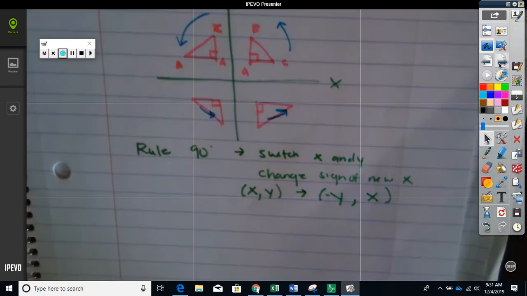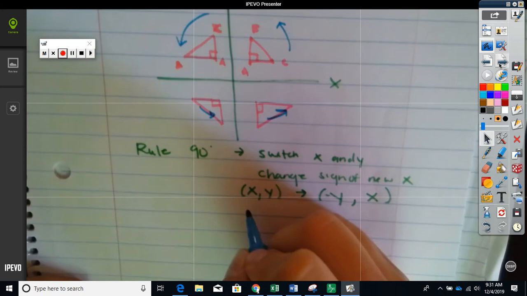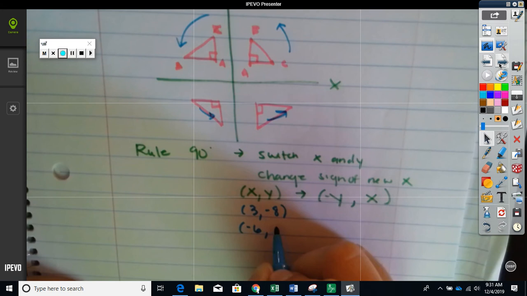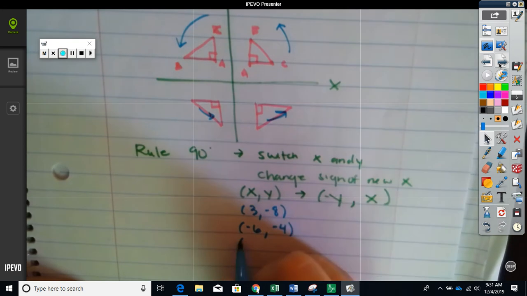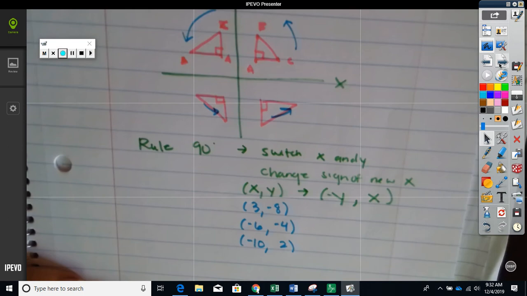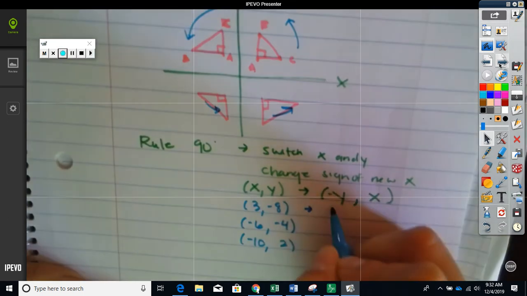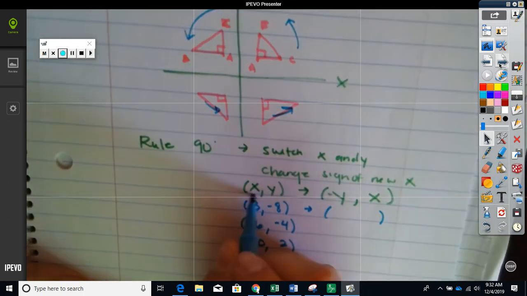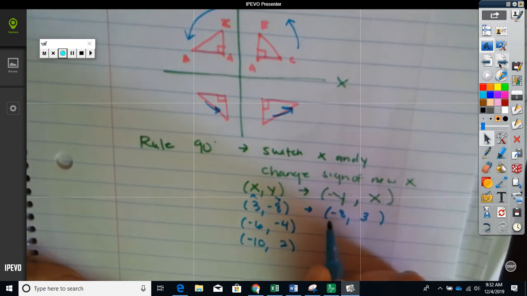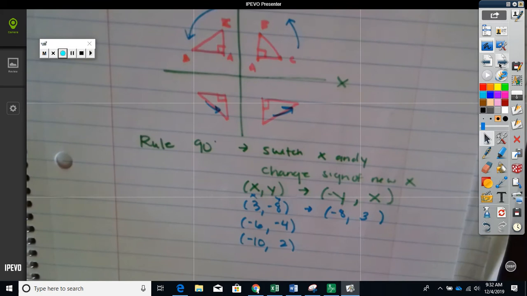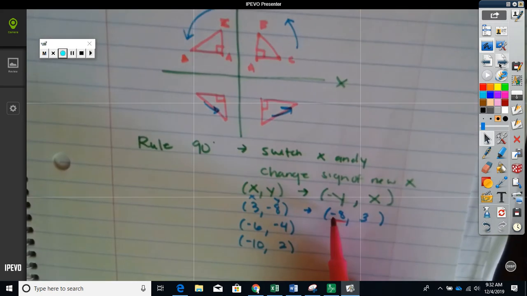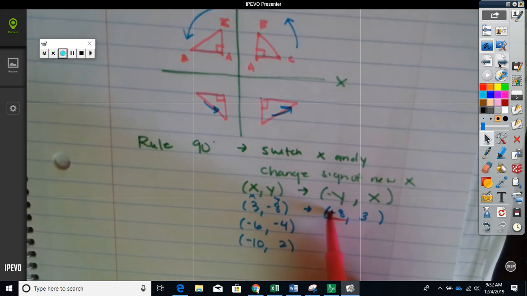So let's say we had (3, -8), (-6, -4), (-10, +2). Alright, what do we do first? We switch them. Okay, so this is the x, this is the y, so it'd be -8, +3. Switch them. So after I switch them, then I change the sign of the new x, this one. Okay, that's the new x. So it's negative, so now it becomes positive.